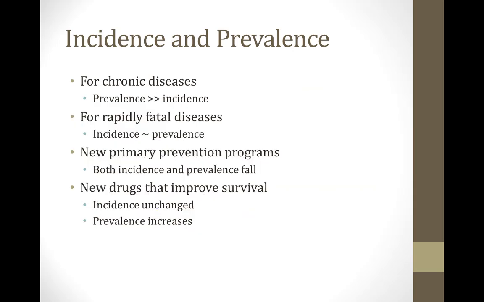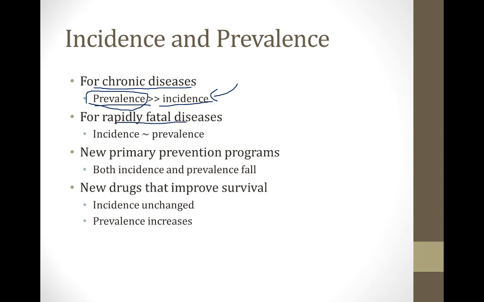It's important to know how incidence and prevalence change with different disease types and when different treatments are developed. So for chronic diseases, the prevalence is generally much higher than the incidence. And to understand this, think of diabetes and hypertension. There are millions of patients living with diabetes and hypertension, so the prevalence is very high. People can live for years and decades with those two diseases. This makes the prevalence very high. Now, there is an incidence of diabetes and hypertension. New patients are diagnosed every year, but it tends to be much smaller than the prevalence.